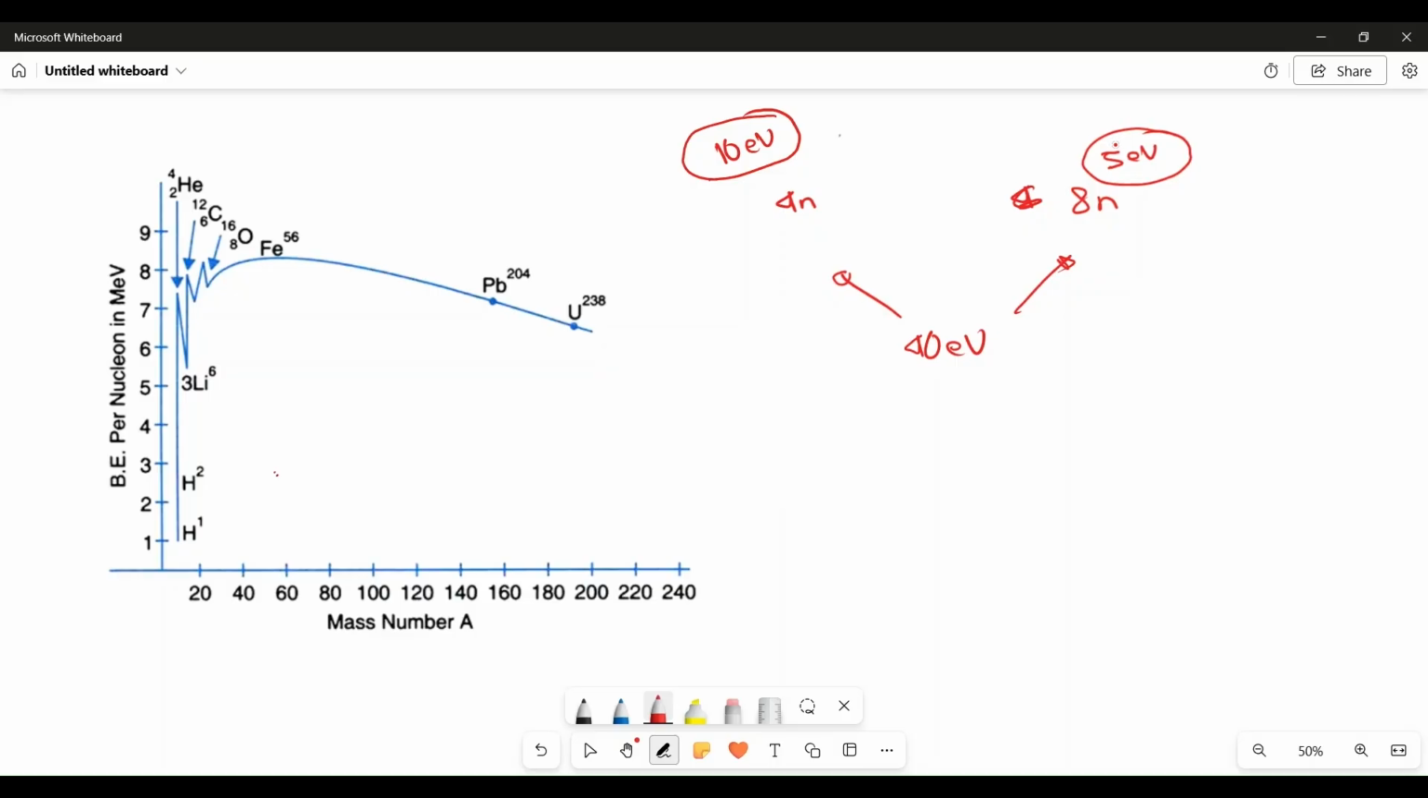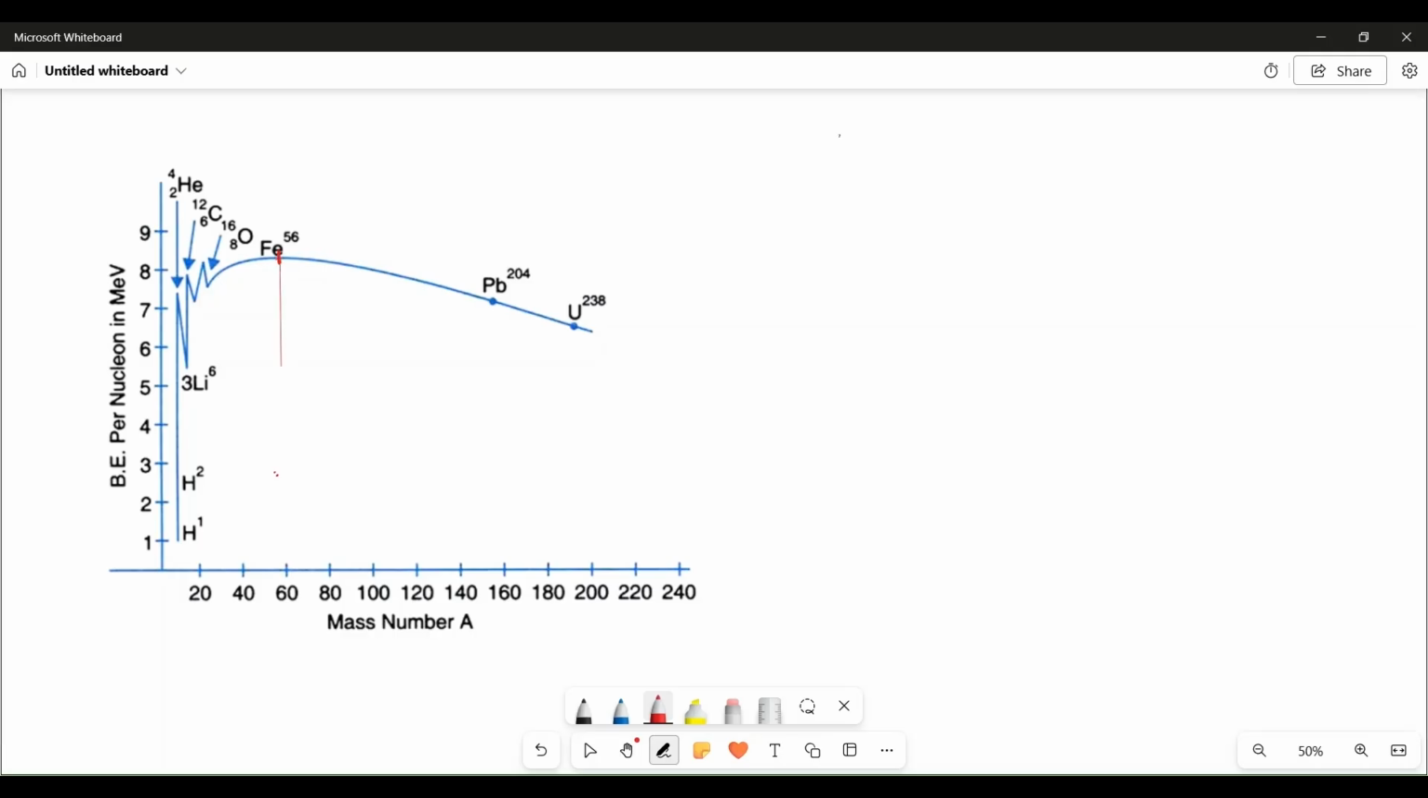Stability of the nucleus depends on binding energy per nucleon, not only binding energy, but binding energy per nucleon. So in this figure, we can see that binding energy per nucleon is maximum here, that is iron 56. So we can divide the graph into two segments, suppose like this. So we have these two regions here and here.